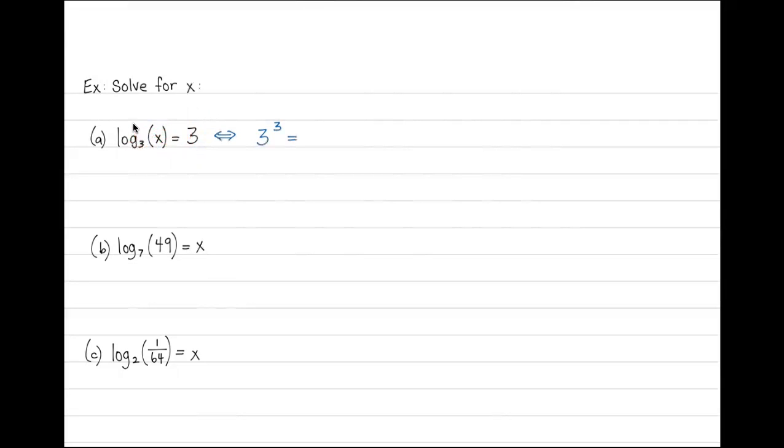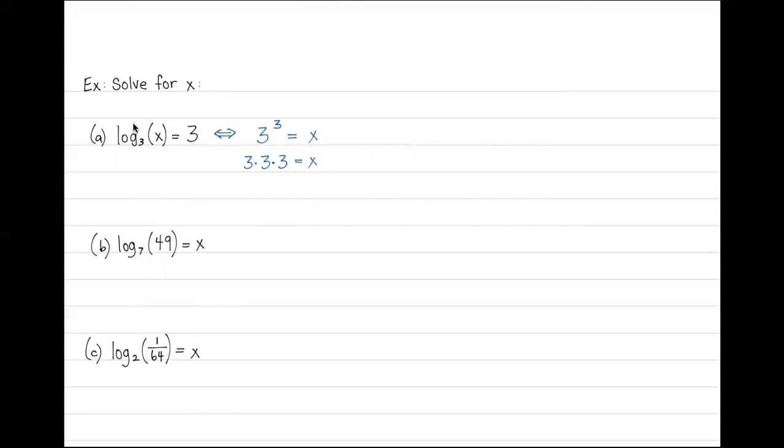So 3 to the power of 3 gives me what? And so we're solving for x. Now 3 to the power of 3 is 3 times 3 times 3, right? It's 3 times itself 3 times, which is 27, if I were to work through all of that. So the answer here for x is 27.